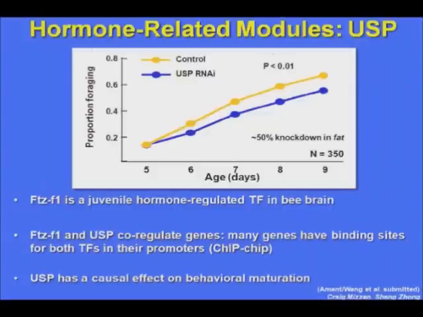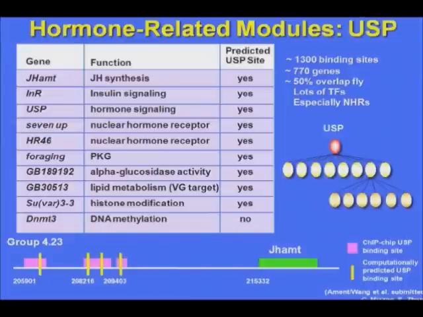FTZF1 and USP are co-regulating genes. Many genes have binding sites for both of these transcription factors in their promoter regions. Here's a partial list of genes that are predicted to be regulated by USP. This is now, rather than the broad, diffuse systems biology analysis, a specific laboratory analysis called ChIP, where we use an antibody to USP to find the DNA that's bound to it, and then infer using microarray analysis what genes are represented there. And so the list is very interesting.